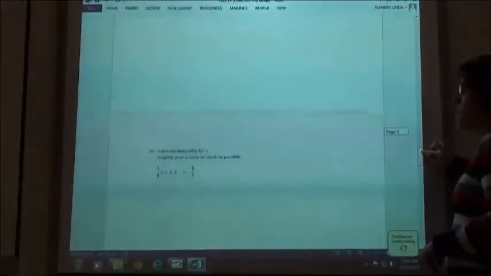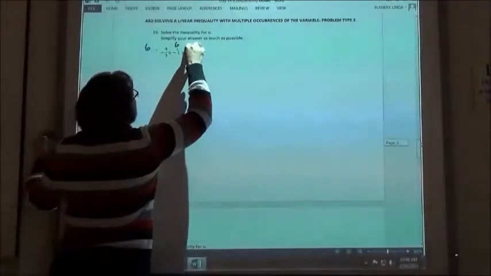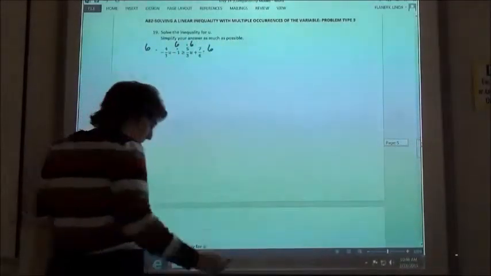Now 19, 20, and 21, now we're throwing the fractions in there. So same thing we did before when we had an equation. We're going to get rid of the fraction first, and then we solve it like we did, keeping in mind that if we end up dividing by a negative, we got to reverse our sign. So first thing we're going to do is multiply everything by 6 to get rid of our fractions. So times 6, times 6, times 6, and times 6.